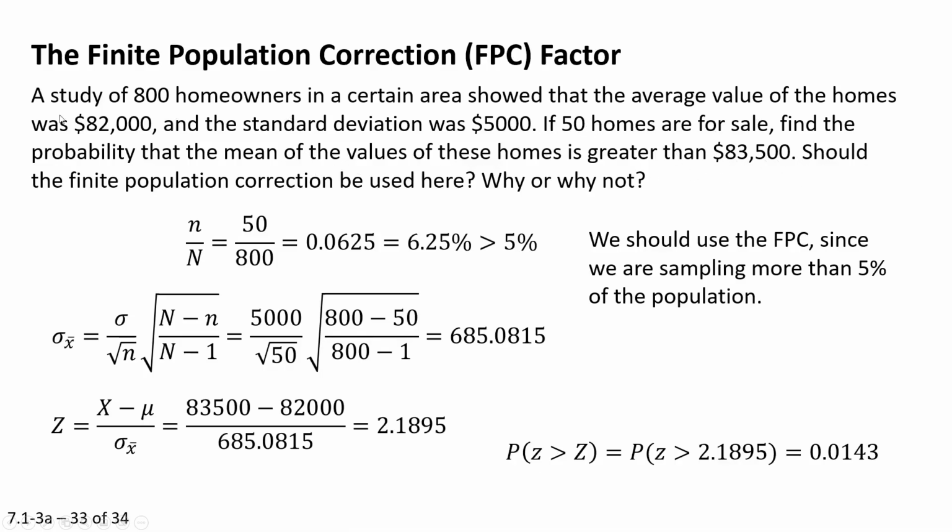That kind of makes sense with the average being 82,000 and the standard deviation being only 5,000. And the fact that we're sampling not only 50 of those homes, so based upon that alone, we should have a pretty small standard error. But the fact that we are sampling such a large percentage of the whole population, that should make the standard error all the smaller.